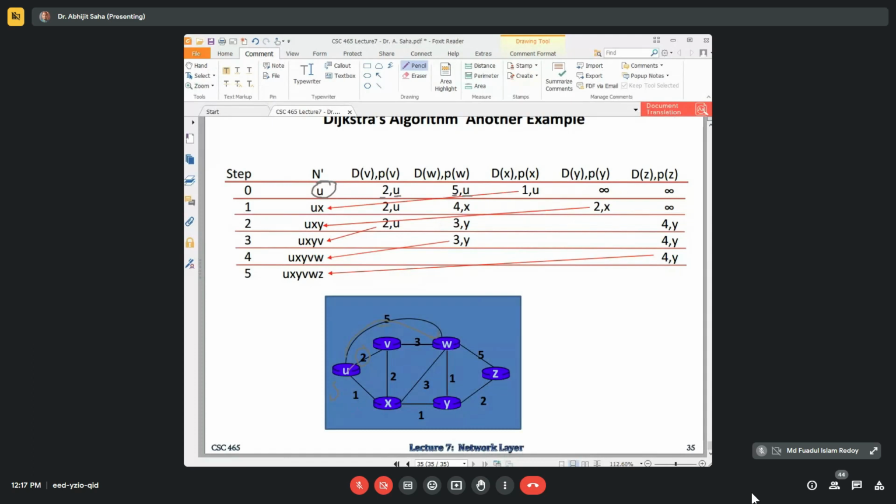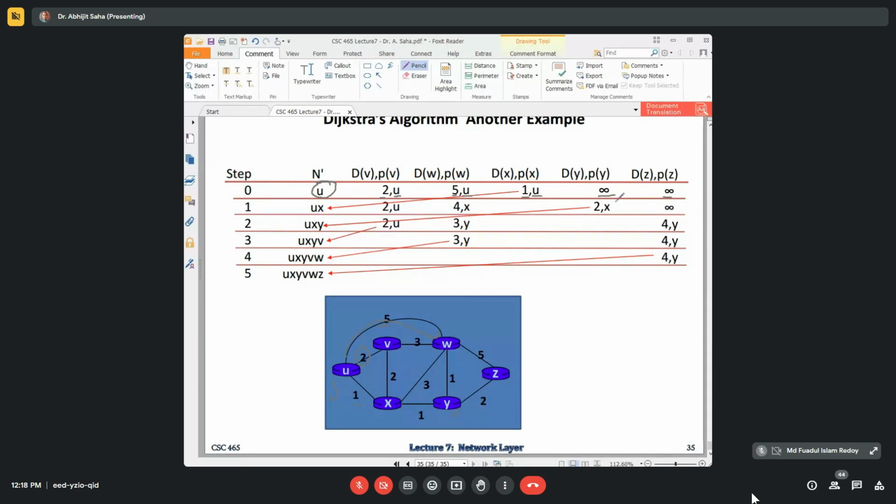Now, can you go from u to x directly? Yes. What is the cost? 1. So you write 1 for dx, and for x you came from u, so your predecessor node is u. Can you go from u to y directly? No, there is no direct link. So y is not a direct neighbor of u, so that is unknown to us at this moment. Can I go from u to z directly? No, there is no direct link between u and z. So z is not a direct neighbor of u, so I can keep it as unknown.